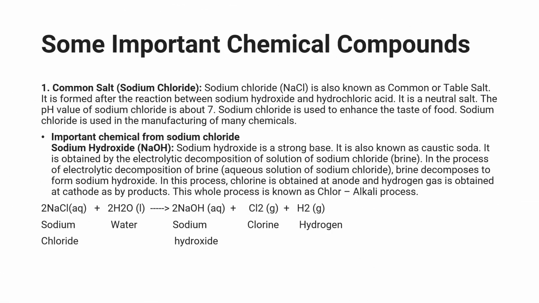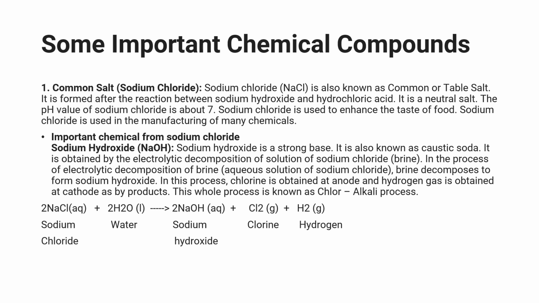Common salt or sodium chloride. Sodium chloride is also known as common or table salt. It is formed after the reaction between sodium hydroxide and hydrochloric acid. It is a neutral salt. The pH value of sodium chloride is about 7.